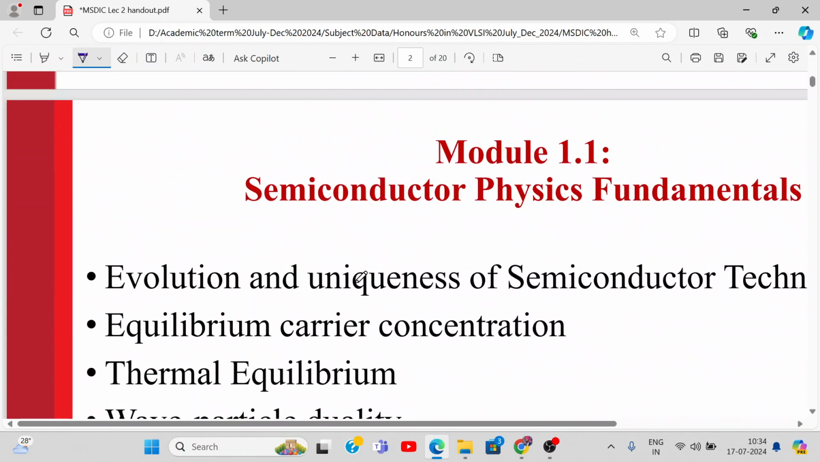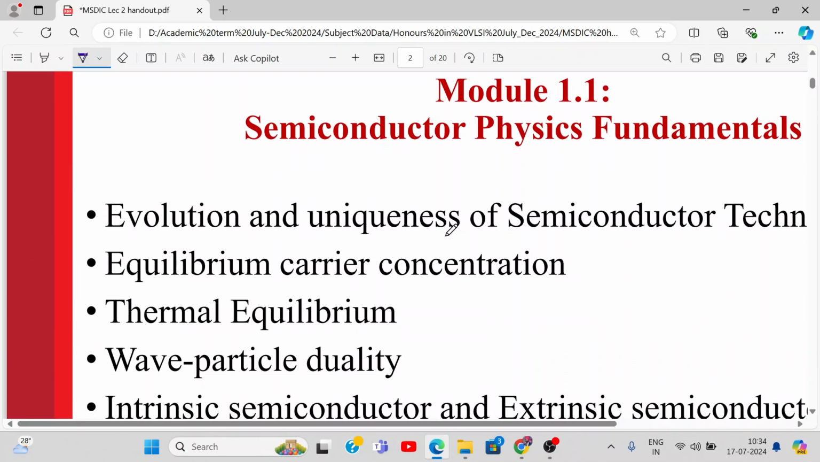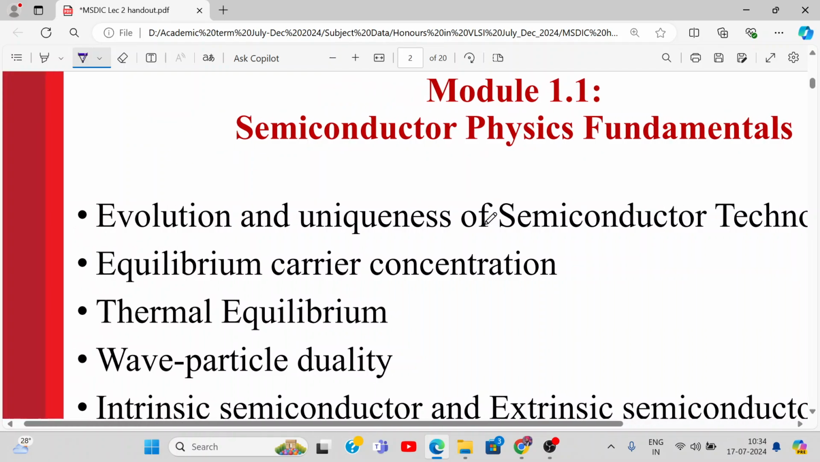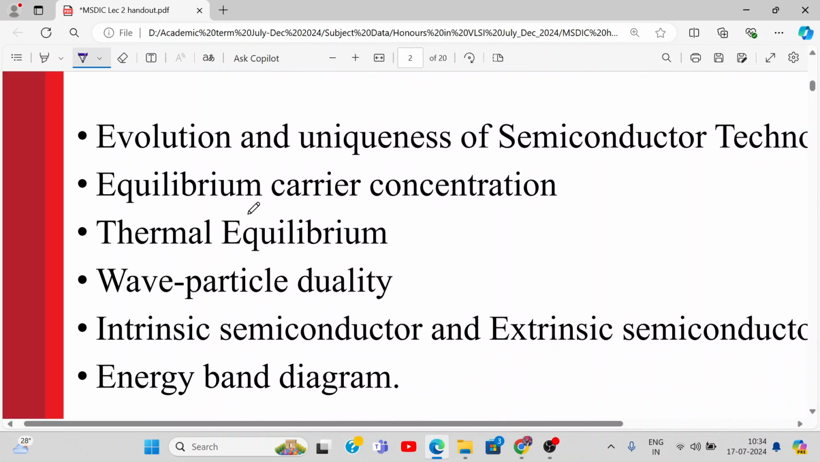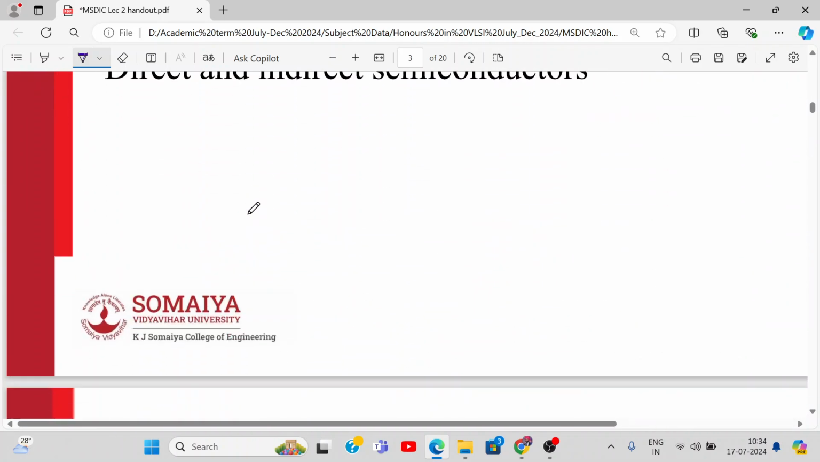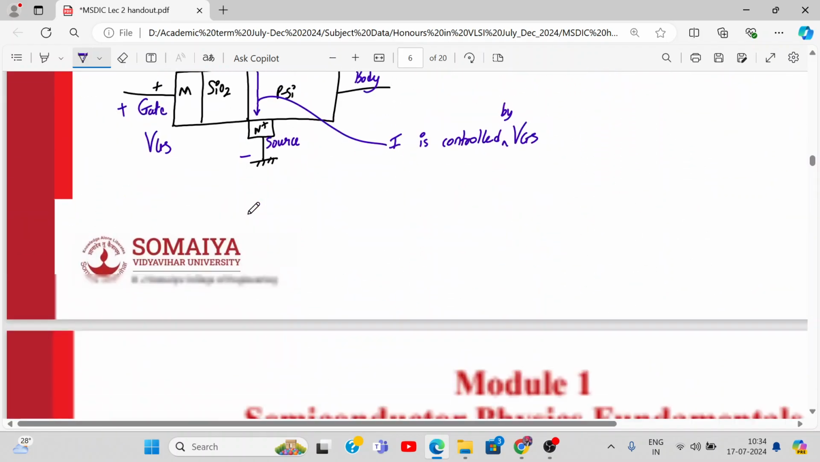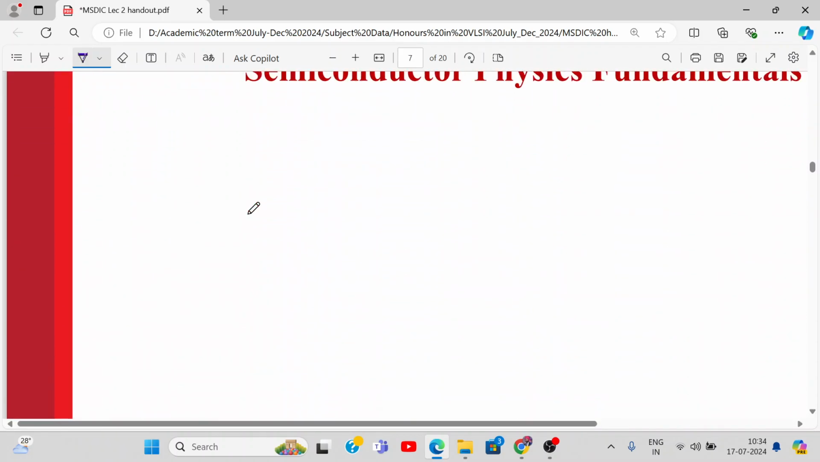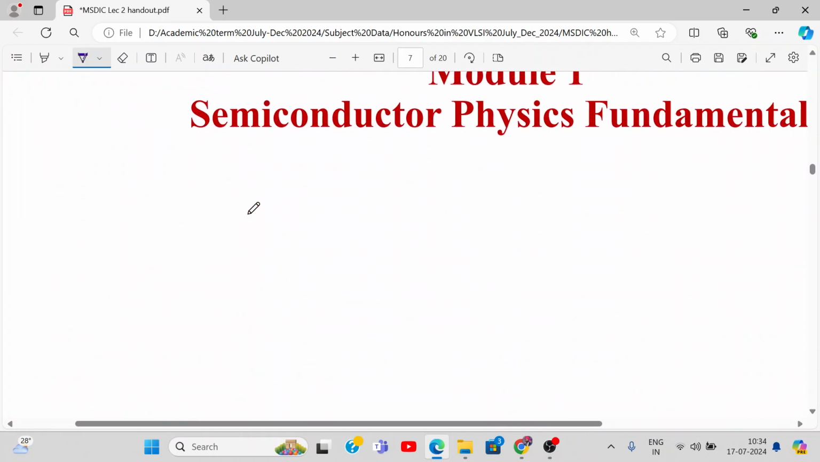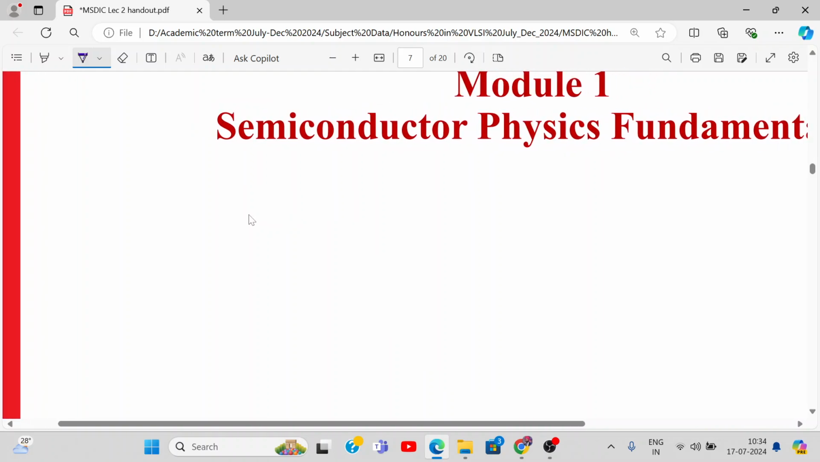So we'll start with evolution and uniqueness of semiconductor technology. While the evolution part we have seen in the last lecture in motivation, now we'll see about the uniqueness of semiconductor technology. So let us start. First, we'll study the properties of semiconductor. If you're listening so far, I'll recommend that you write down from now on.